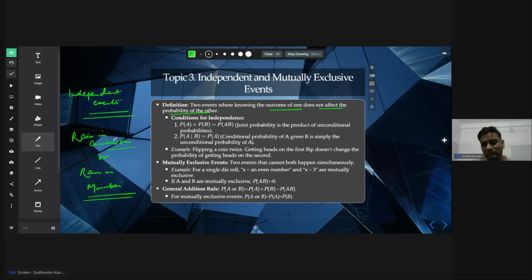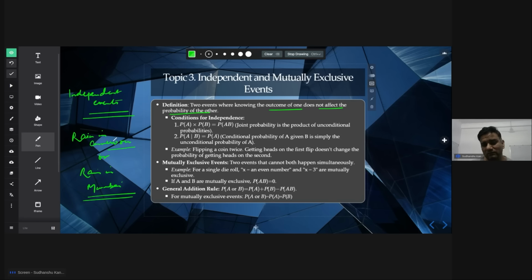They are conditionally independent. Okay, when probability of AC and probability of BC is probability of ABC. But with my 15 years of experience of teaching, I have never seen a question on this. Never ever seen a question on this. That's why I'm telling you in this topic.